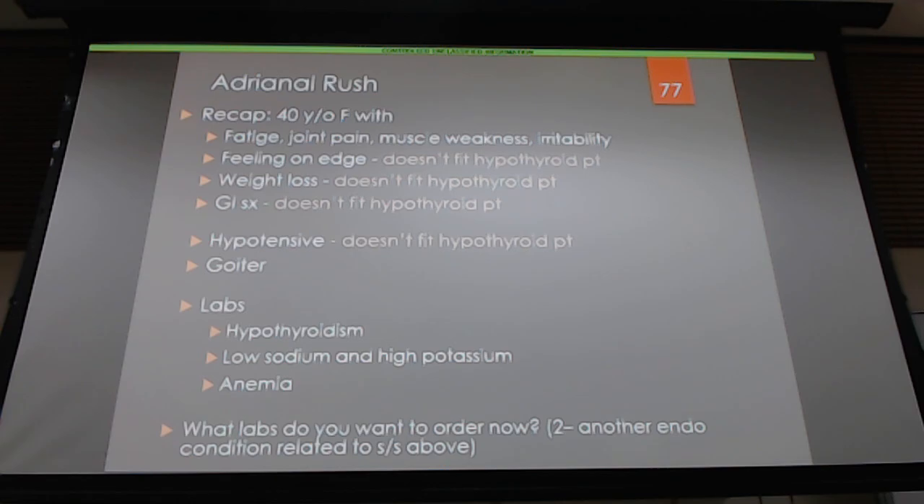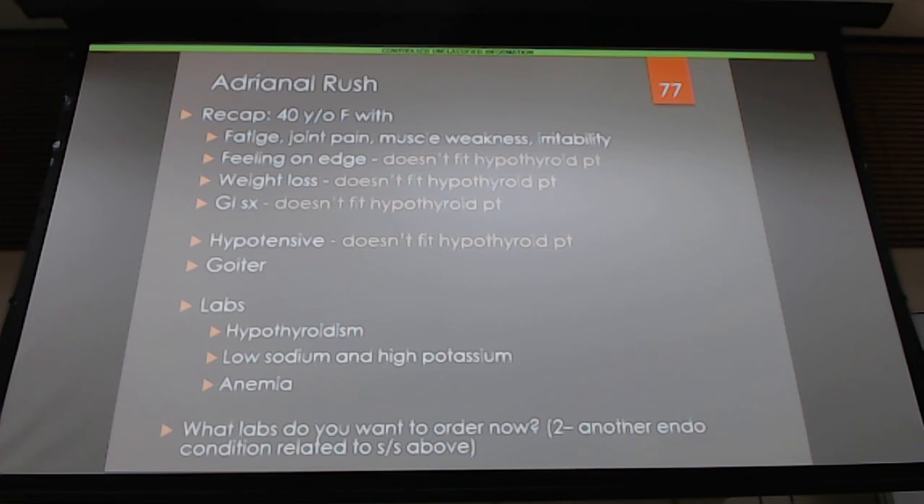GI symptoms, she had diarrhea or appetite changes, right? Hypotension doesn't necessarily fit hypo, but she did have a goiter. Labs show hypothyroidism, low sodium, high potassium, and anemia. Now, I've heard you guys say this, what else have we not done, right? Yes, we have the diagnosis of hypothyroidism, but it doesn't explain all the electrolyte changes. It doesn't explain all of these other things.